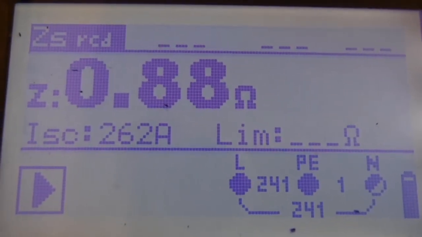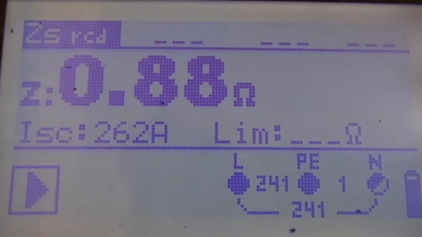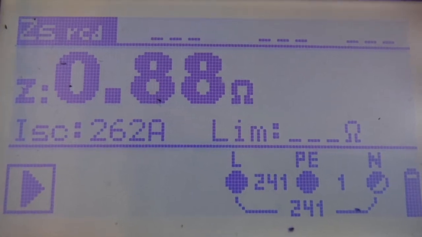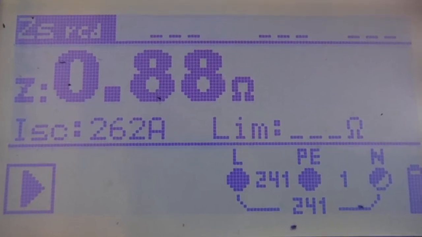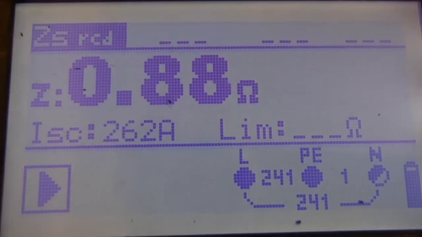.88. Remember, this also confirms that the polarity is correct, so as well as the R1, R2, the dead test confirming polarity, a live ZS also confirms polarity. So go around all the circuits on the ring and look for the highest value.